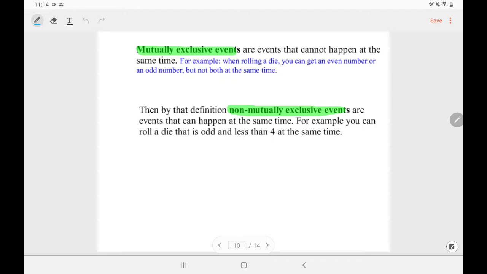Mutually exclusive events are events that cannot happen at the same time. Now, when I was learning about probability, I would always confuse mutually exclusive with independent, because with independent, one doesn't affect the other. Mutually exclusive and independent are not the same thing. Independent means they don't affect each other. Mutually exclusive means they cannot happen at the same time.